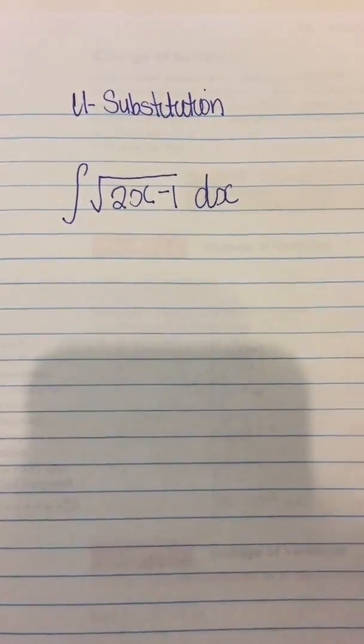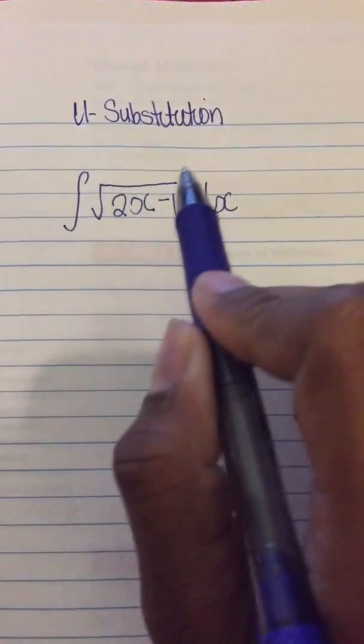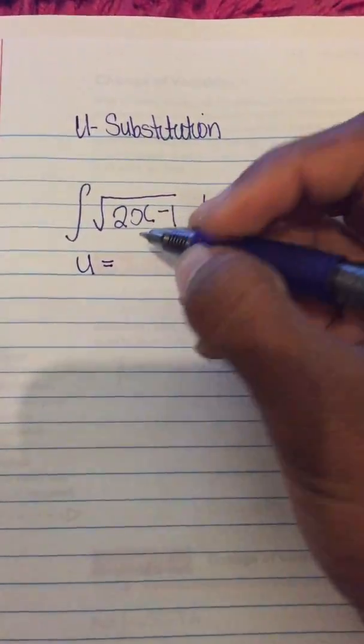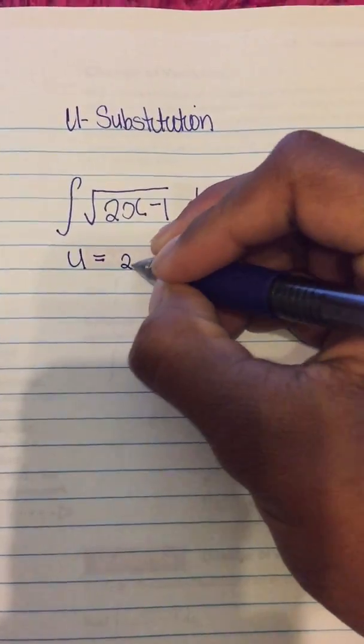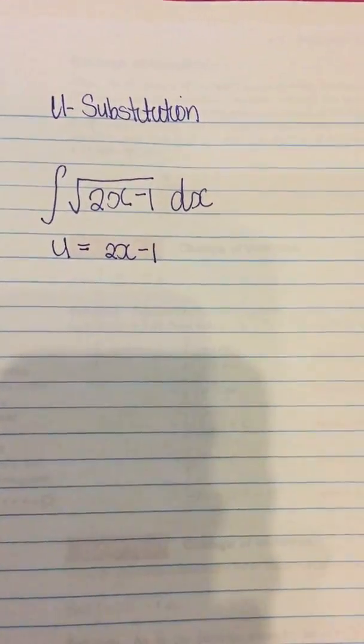So what we do is we let u be the inner function. So we have to find out what the argument is. Whenever you have a square root, your u would usually be inside of the square root. So we have to write that down as u is equal to 2x minus 1. So we have u is 2x minus 1.